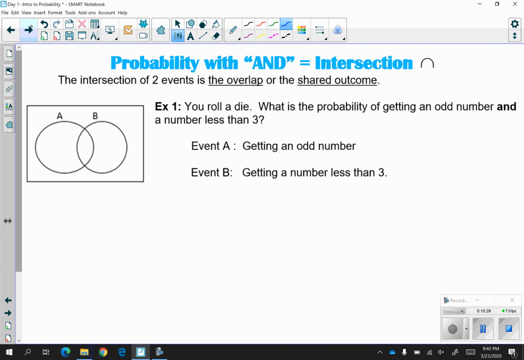Let's talk about and probability. Now, they don't have to say the probability of A and B. They can just give you the symbol. And the symbol is called intersection. It kind of looks like an upside down U. The way I remember it is that it actually forms, if you put a line through it, an A for and.